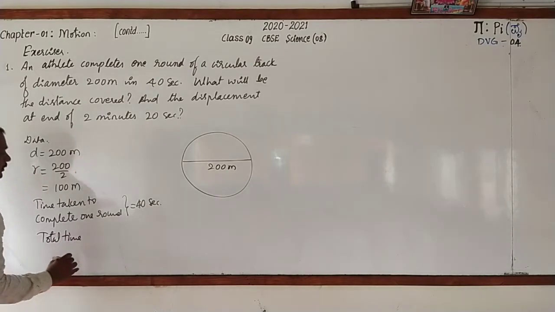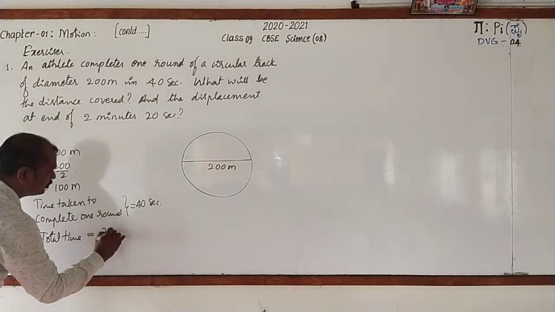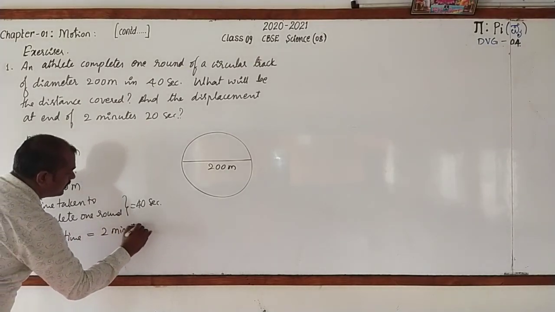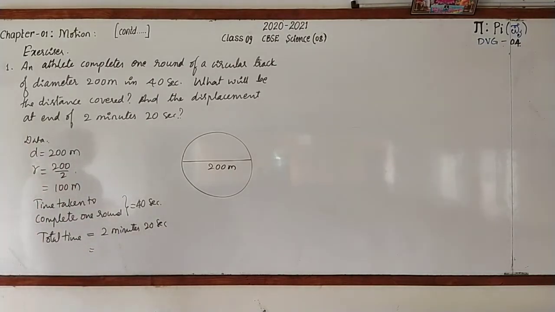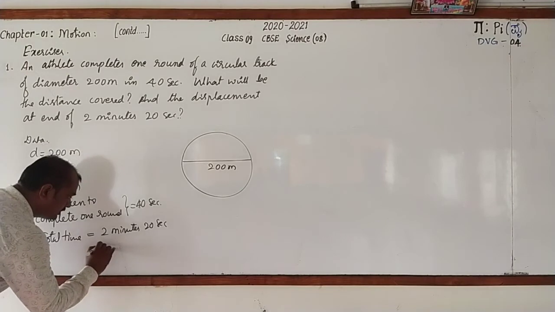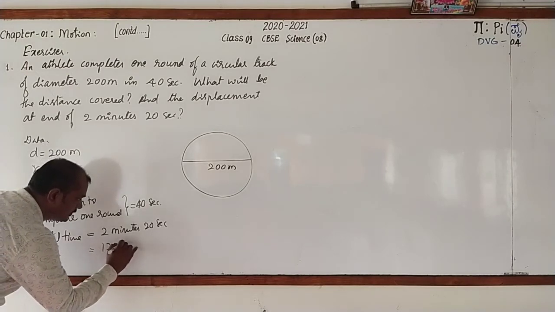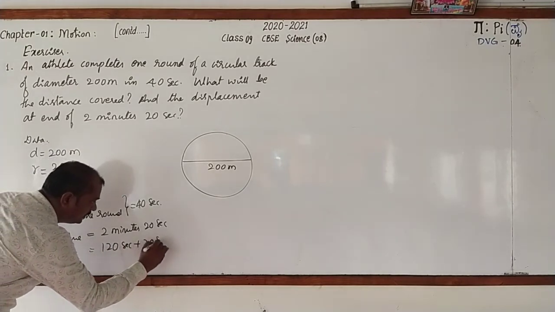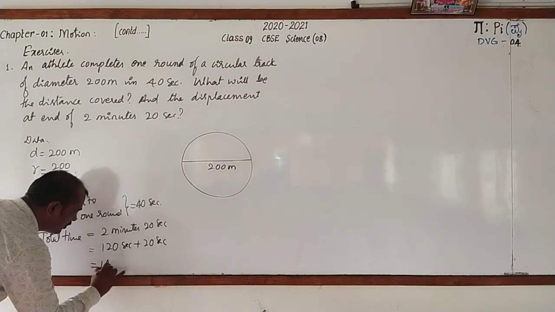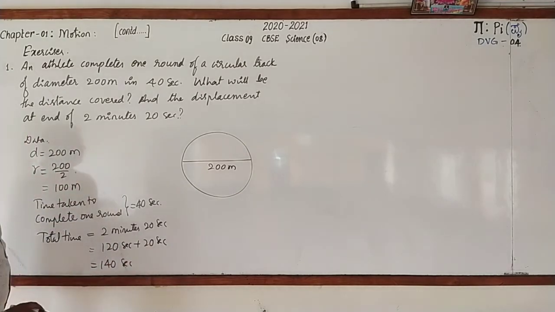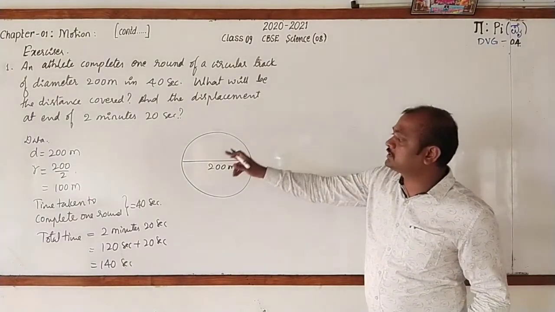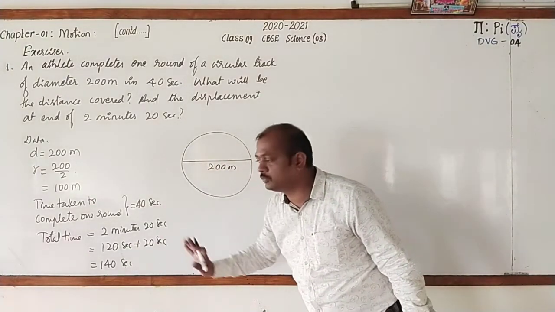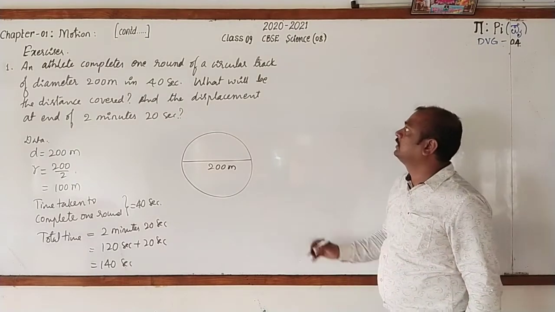Total time is 2 minutes 20 seconds. Let us convert that into seconds. 2 minutes means 120 seconds, plus 20 seconds. Altogether it will be 140 seconds. So with this information, you are going to find out the distance and displacement after 140 seconds.